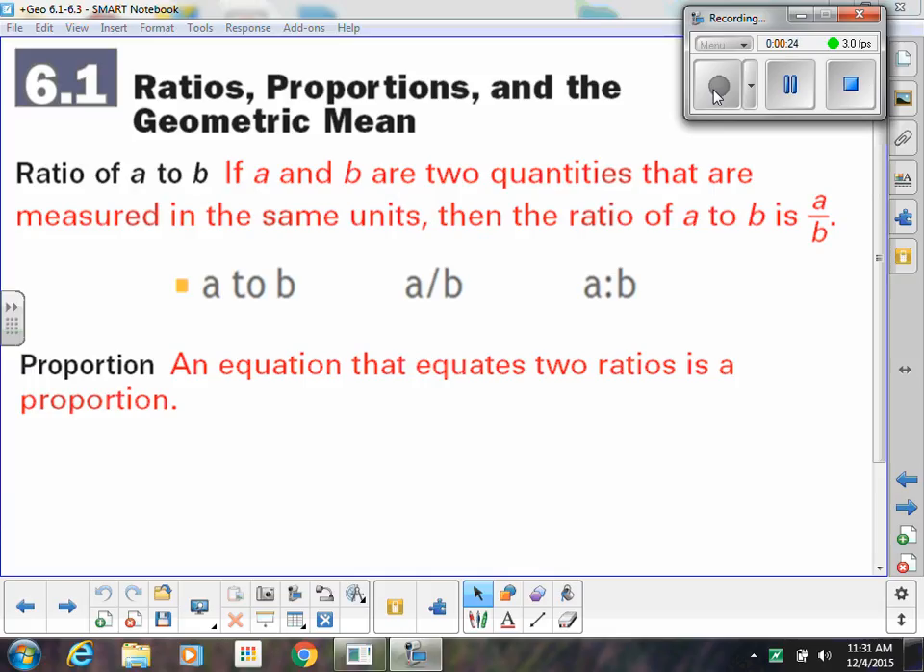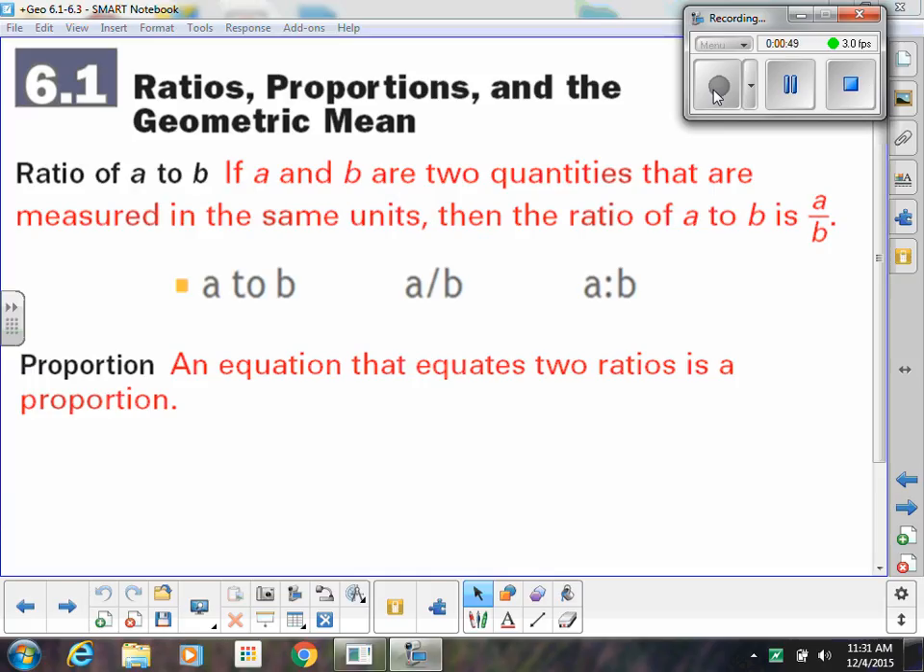All right, so reminders about ratios. If I have a ratio of A to B, that means that if A and B are two quantities that are measured in the same units, then the ratio of A to B is given by this fraction, A over B. You can write it as A to B in words, as a fraction, A over B, and then as a colon, A to B.